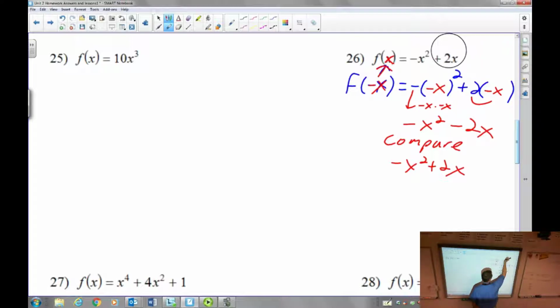However, this is a weird one. Let's say you change the signs to make it odd. That would mean a positive x squared and a negative 2x, changing the signs. So if the signs changed and were just opposite, that would make it an odd function, which this is not either, because the negative x squared stays the same.